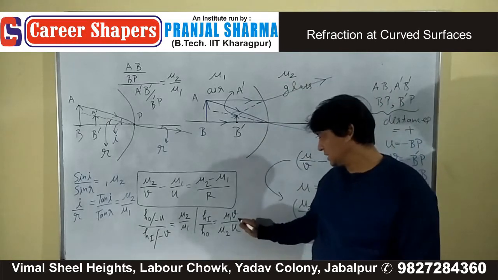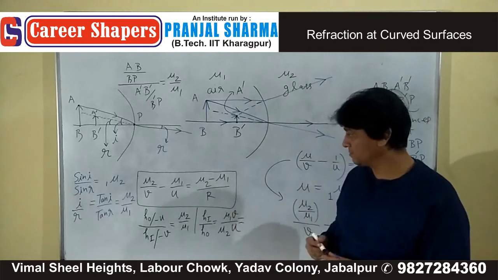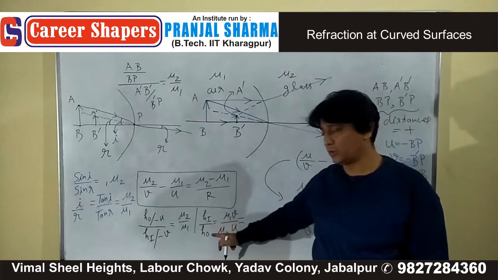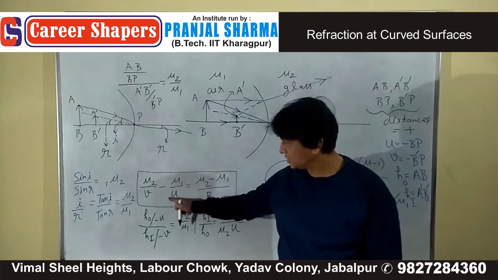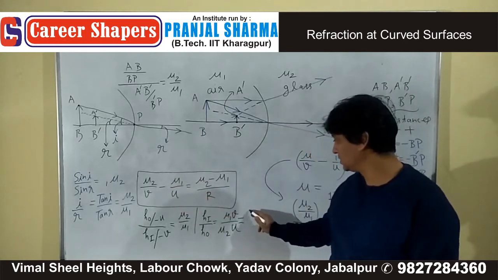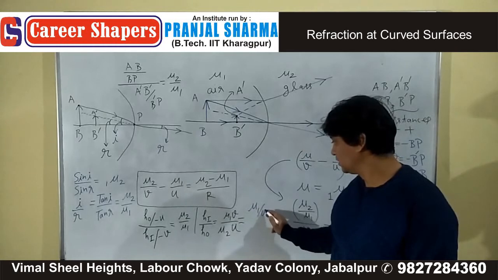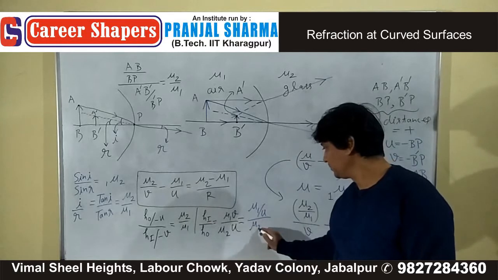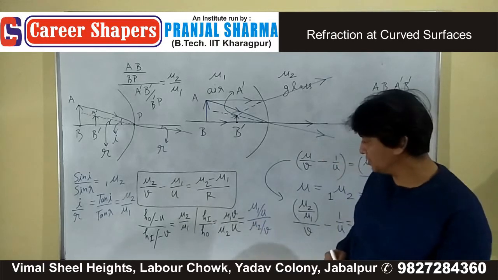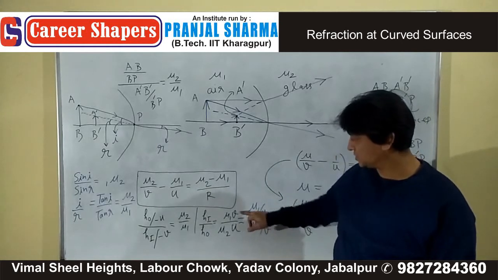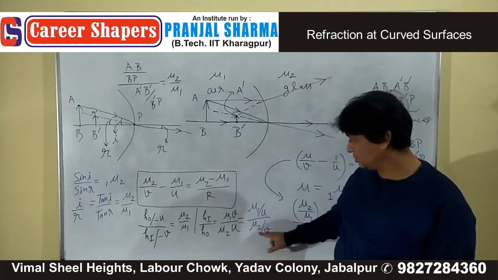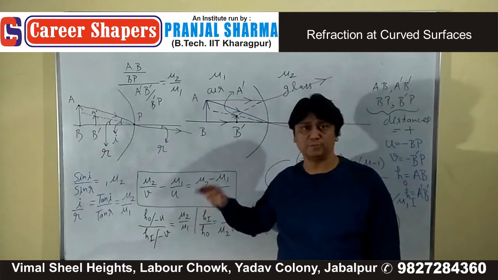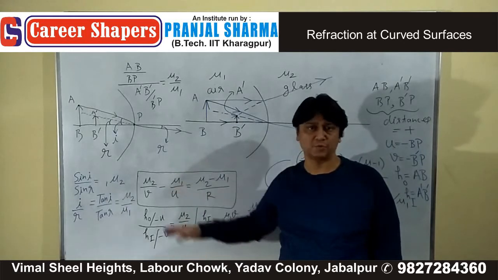But instead of remembering this part in this form, look at the trick. HI upon HO is what? This thing, mu1 upon U divided by this part, mu2 upon V. That's how you should remember this thing. V numerator, this multiplied by mu1. This U comes with mu2. So now it's very easy to remember this format: mu2 upon V minus mu1 upon U equals mu2 minus mu1 upon R.